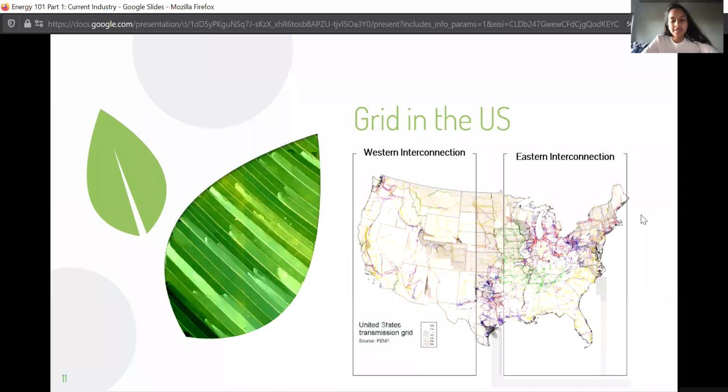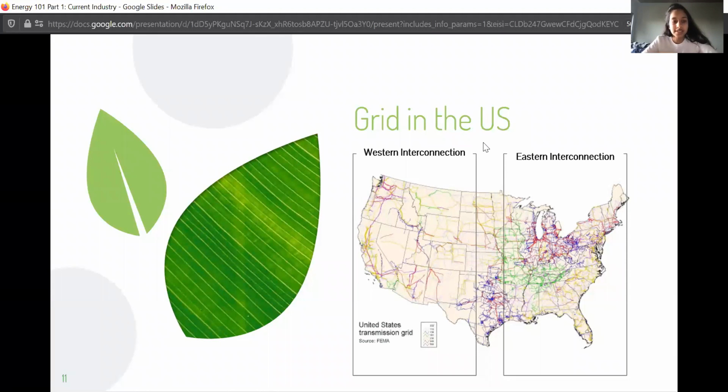So America has 3 grids, one for the West that includes a tiny bit of Mexico and much of Western Canada, one for the East, and one separate one just for Texas.